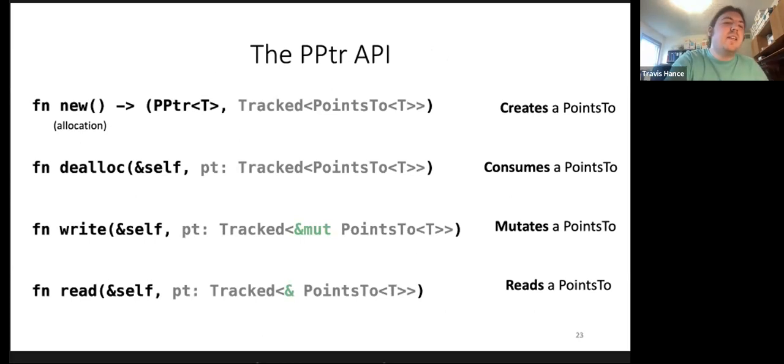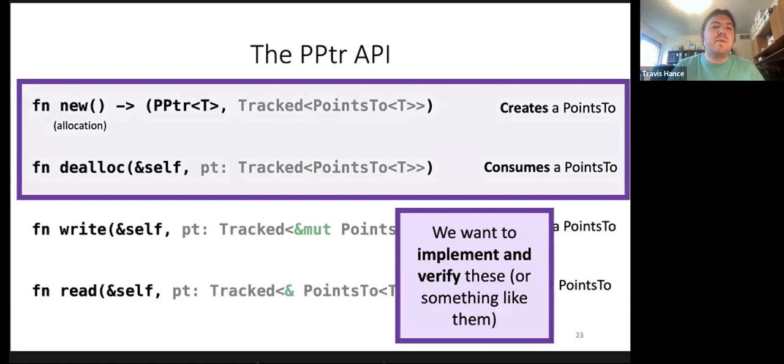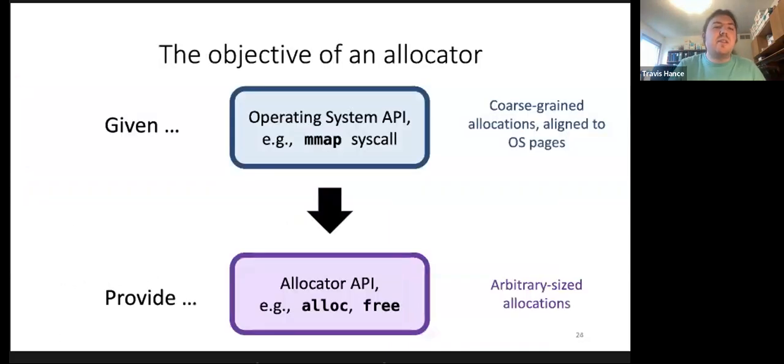Now, again, the allocation and deallocation functions for the original p-pointer API are dependent on the global allocator. But our goal with verifying a memory allocator is to implement these, right? And in general, the objective of a memory allocator is to provide these alloc and free functions, which give you arbitrary allocations that are ideally not fragmented and so on. You want to provide that API, or you want to bridge to that API from some operating system's API.